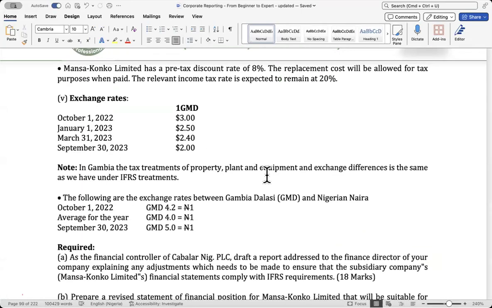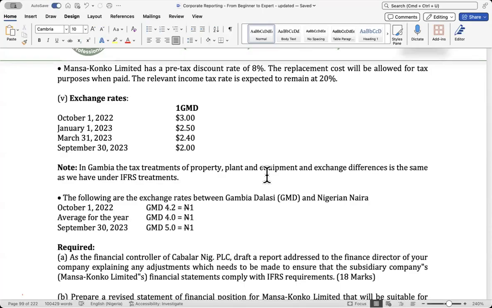Mansa Cooper Limited has a pre-tax discount rate of 8%. The replacement cost will be allowed for tax purposes when paid. The relevant income tax rate is expected to remain at 20%. 5. The exchange rate for October 1, 2022 was $3. At January 1, 2023, 2.5. And March 31st, 2023, 2.4.